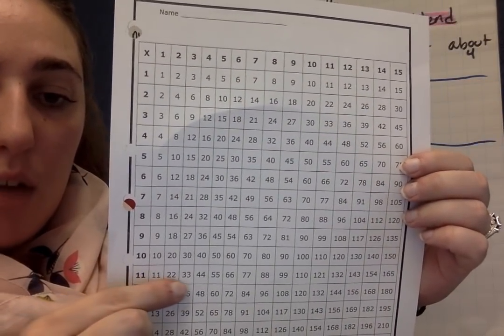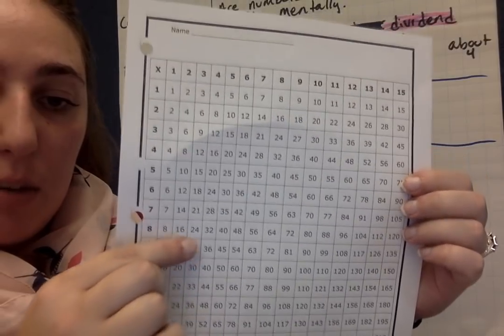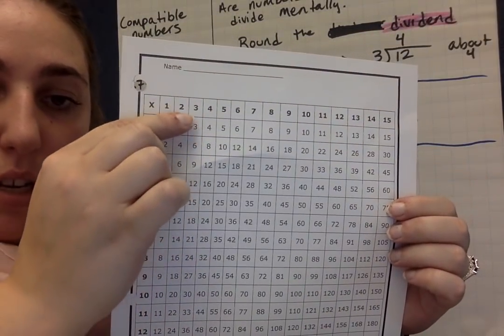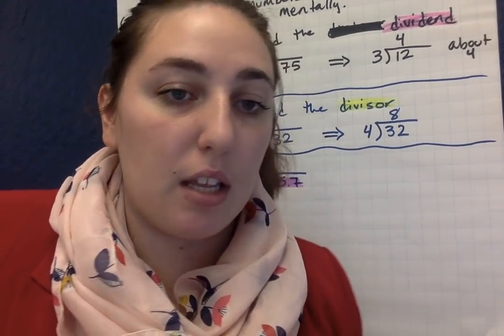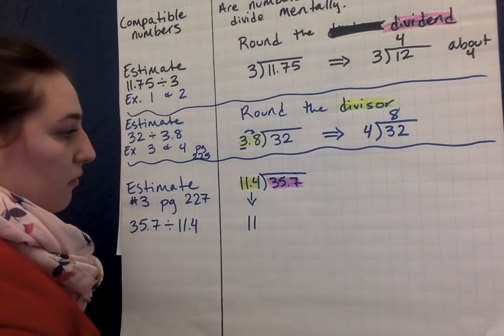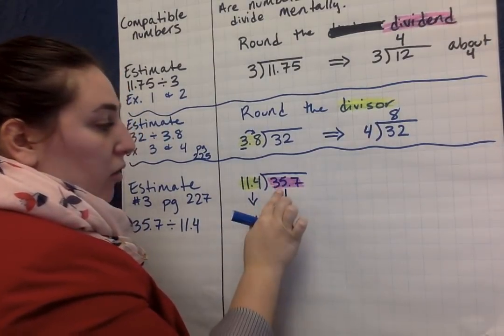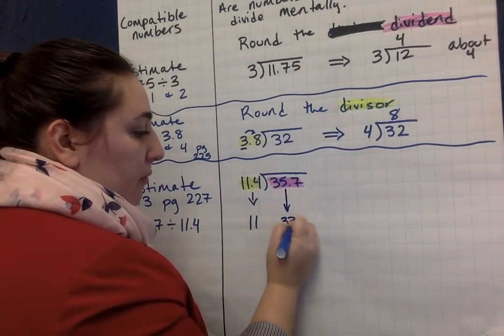So following along where 11 is, 33 is here, so I'm going to look up. And looks like that's 3. So if I multiplied 11 times 3, I would get 33. So I'm going to round 35.7 to 33.